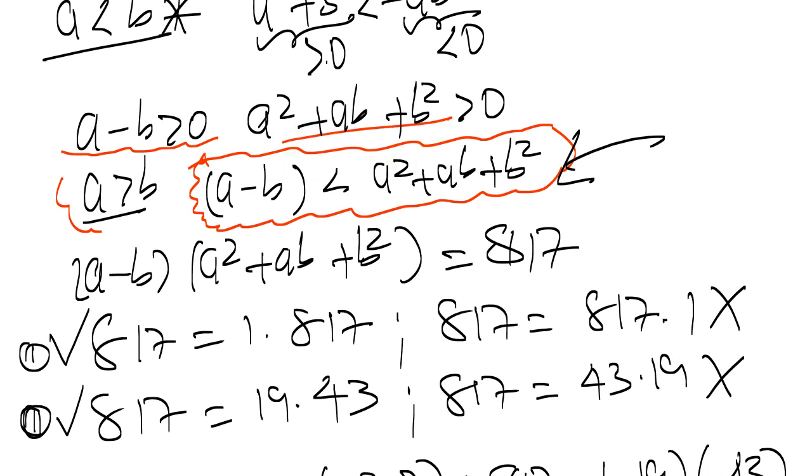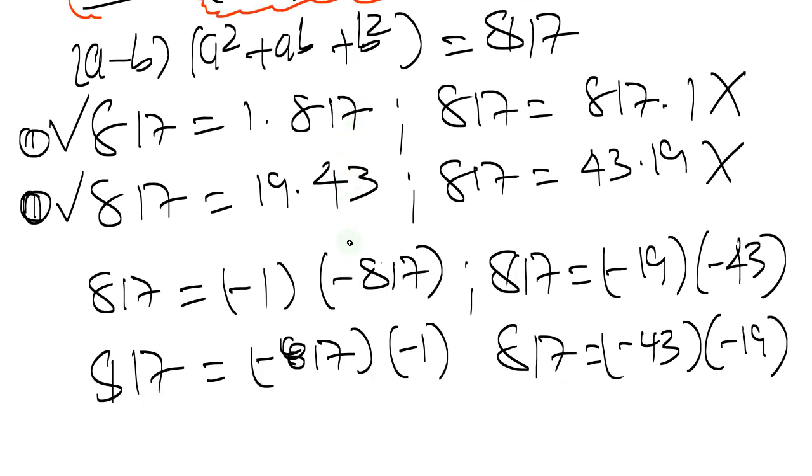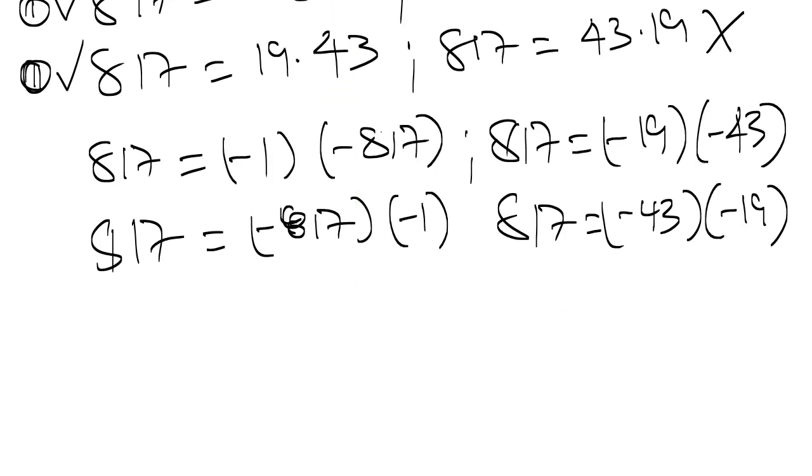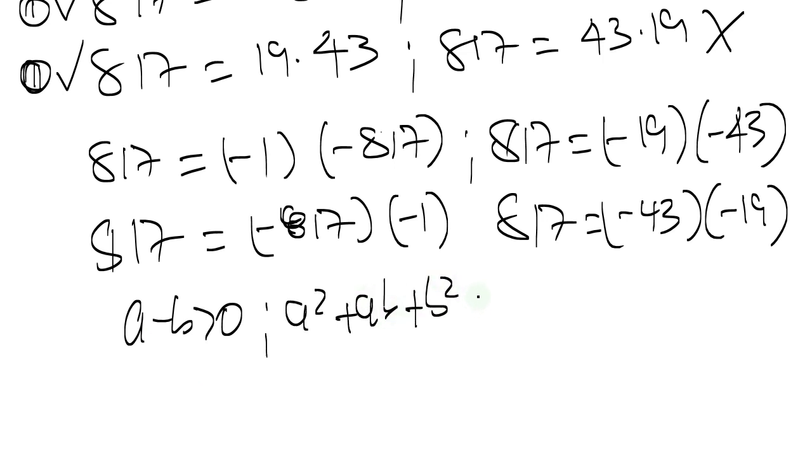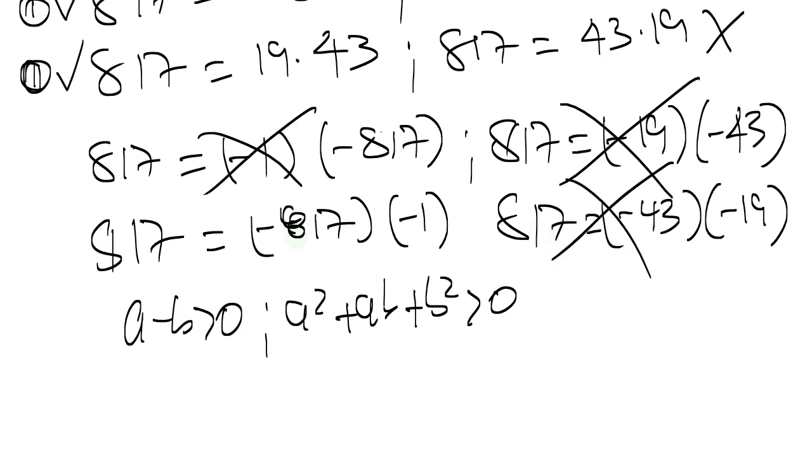So if we have this, a minus b has to be greater than 0, right? So a minus b has to be greater than 0, and a squared plus ab plus b squared, I'm just rewriting this again, is greater than 0. So guys, it means that all of these we're not going to use. So this one doesn't make sense, this one doesn't make sense, this one doesn't make sense, this one doesn't make sense. Why do they not make sense?